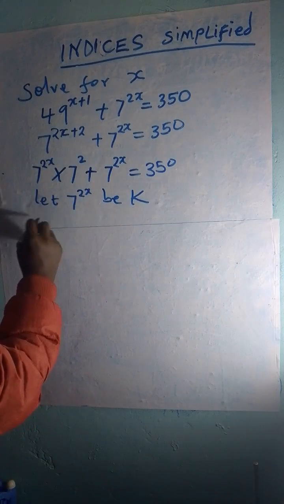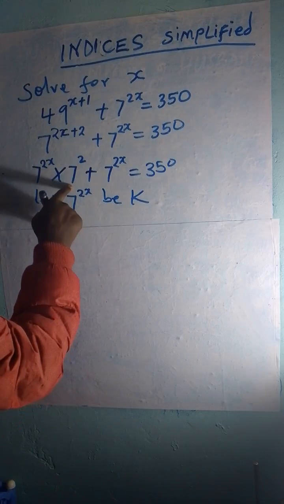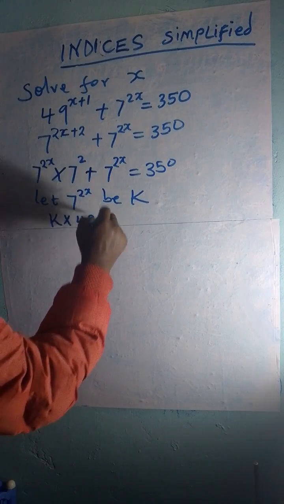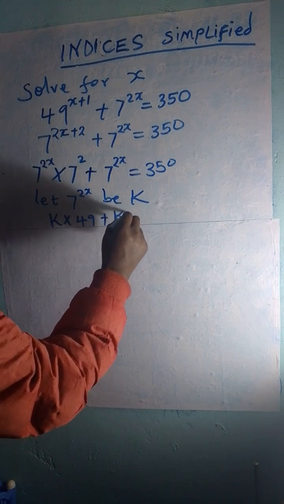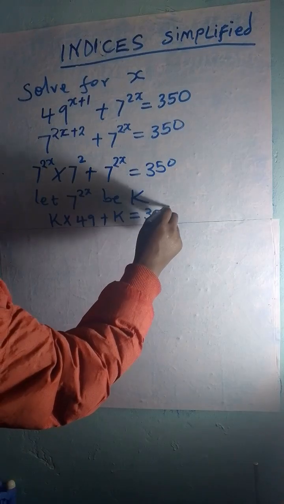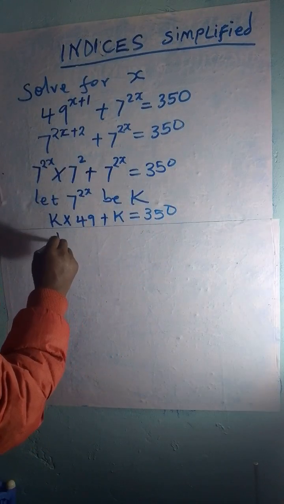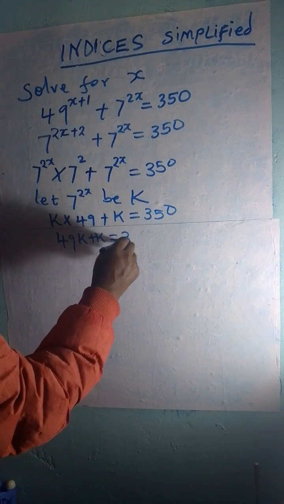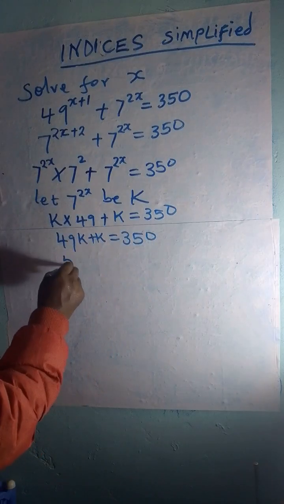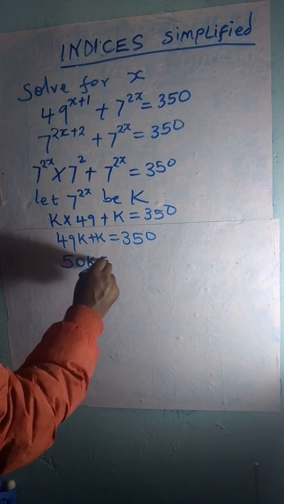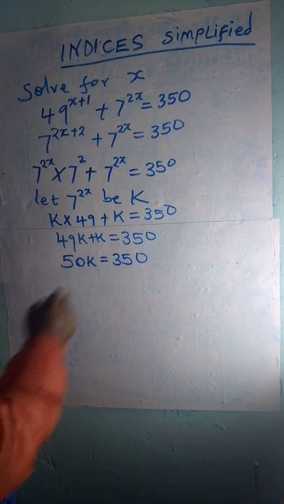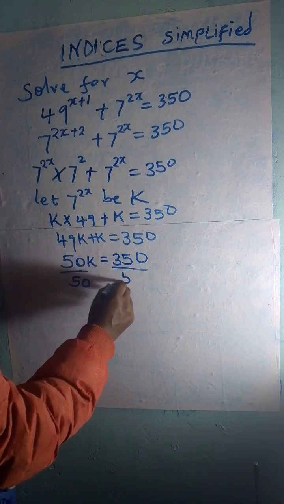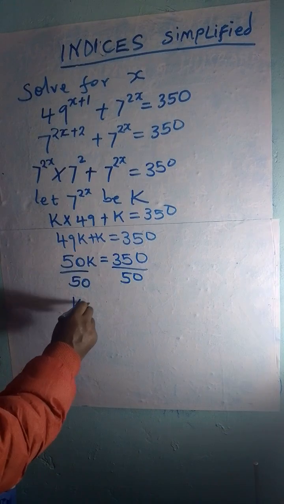Now this is k times 7 squared, which is 49, plus k, and that is 350. Now this is 49k plus k, which is equal to 350. Therefore, 50k is equal to 350. You want the value of k, you divide by 50 both sides. Therefore, k is equal to 7.